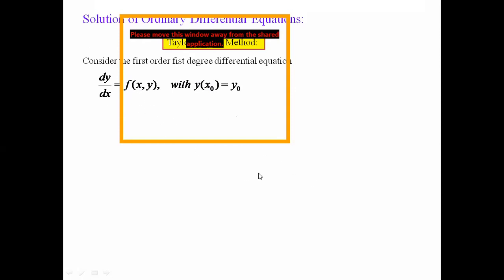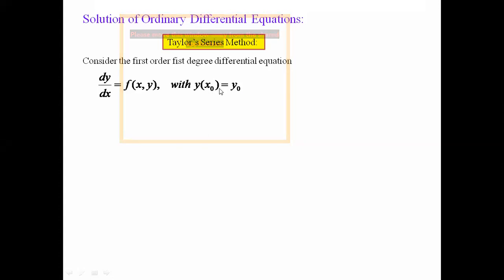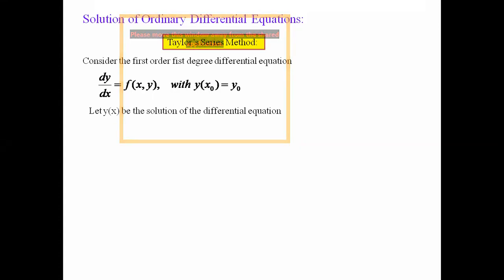Here, first let us see what this Taylor series method is, to solve a first order, first degree differential equation with this type of initial condition. When an initial condition is given, this type of differential equation is called an initial value problem. So an initial value problem is a differential equation with the initial condition. Here, to solve this differential equation, we usually use the Taylor series method. Suppose that y of x, y being a function of x, is the general solution of this differential equation.